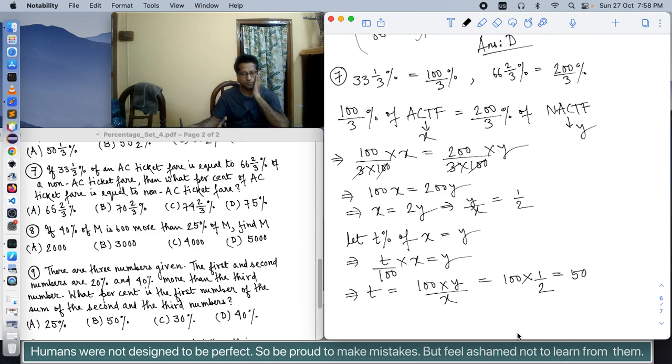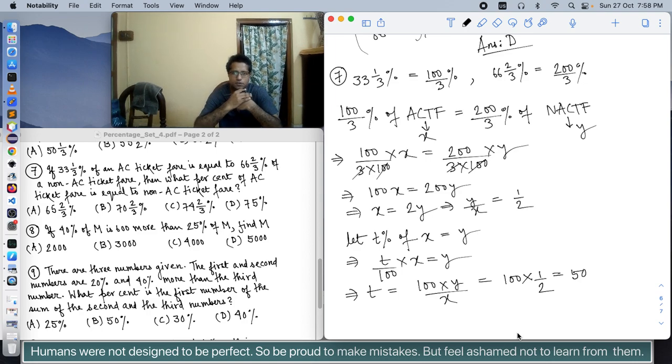So 50% is the answer, but it is not given in the choices. So we must have done something wrong. Then what percent of AC ticket fare is equal to non-AC ticket fare?